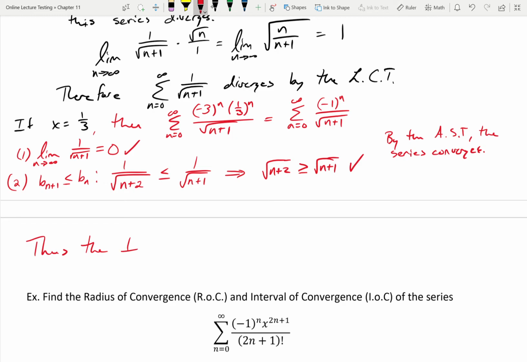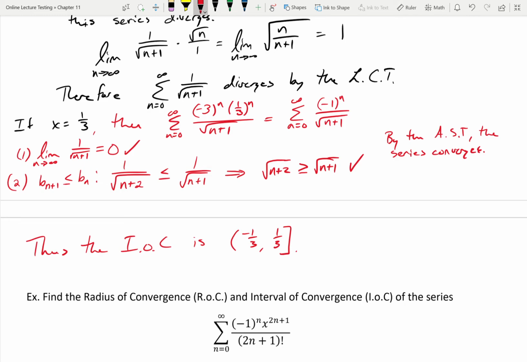the IOC, the interval of convergence, is negative 1/3 to 1/3. Here we have open where it was divergent at the endpoint negative 1/3, and we have a closed bracket here to represent that this is convergent at this endpoint. All right, so this is the process when you're going through these problems.